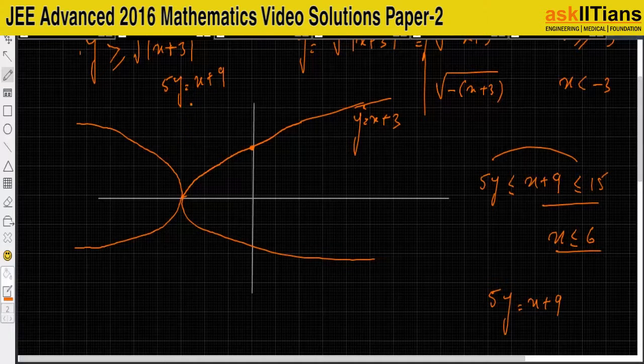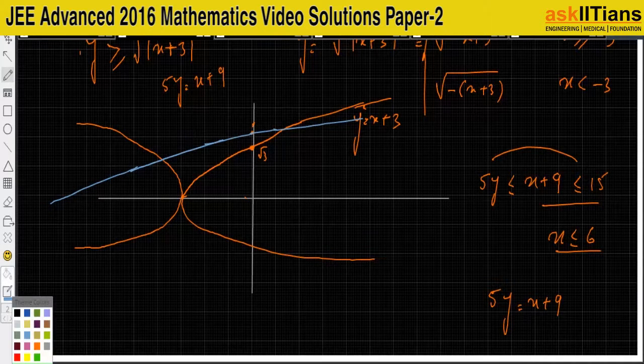If I put x equal to 0, I'll get y as 9 by 5. So this is root 3, right? So 9 by 5 will be above this and somewhere here. So this line is something like this. It will cut somewhere here. If I draw this line properly, it will be something like this. This is the straight line, and it will meet somewhere here. My diagram is not so proper, but understand this. This line is 5y equal to x plus 9.